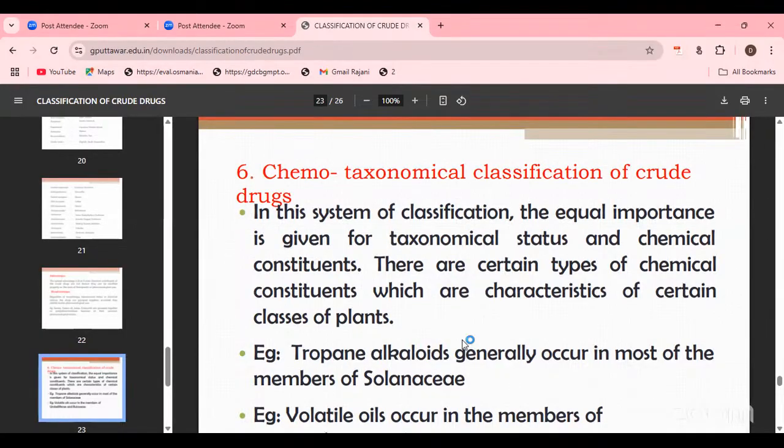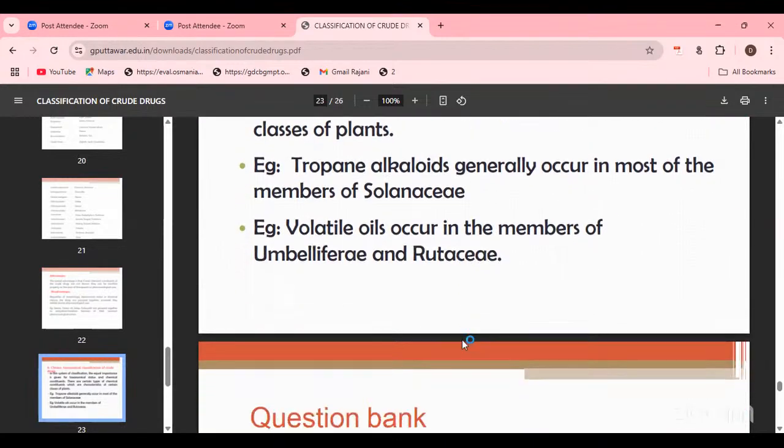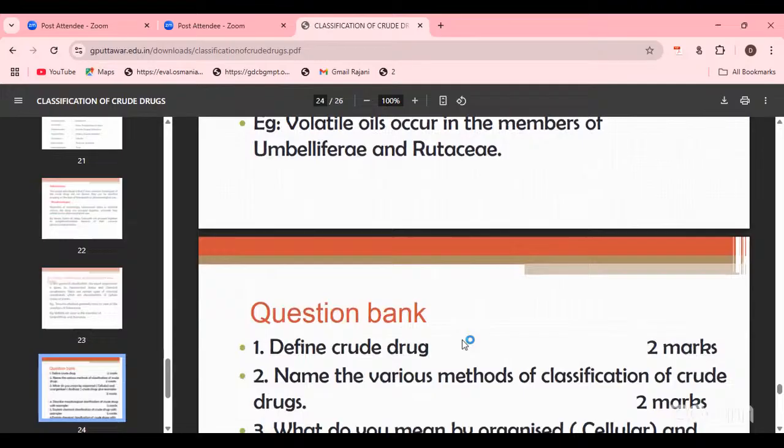There are certain types of chemical substances which are characteristic of certain classes of plants. Alkaloids generally occur in most of the members of the species. Volatile oils occur in the members of certain families. This is the pharmacognosy.